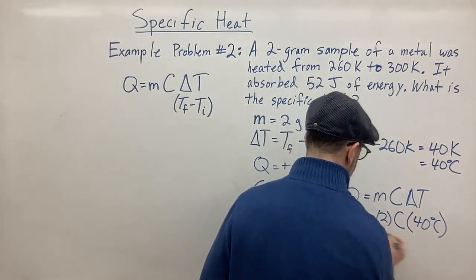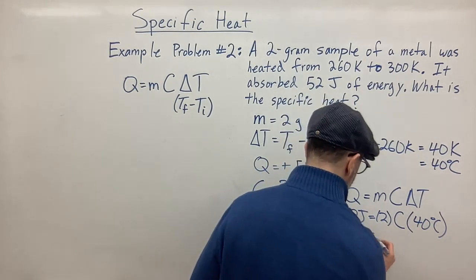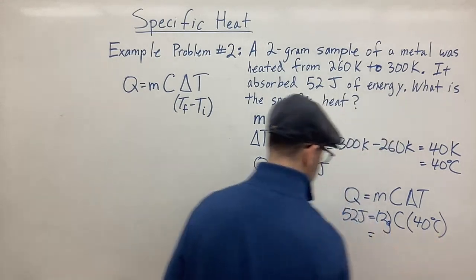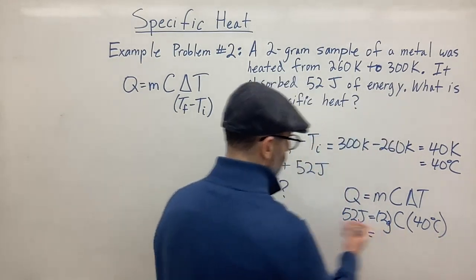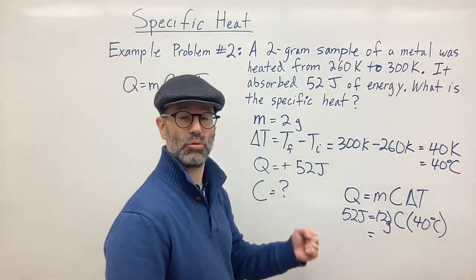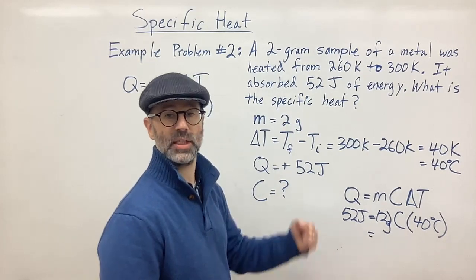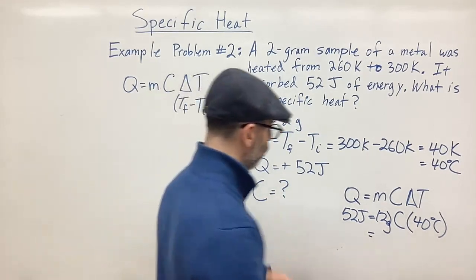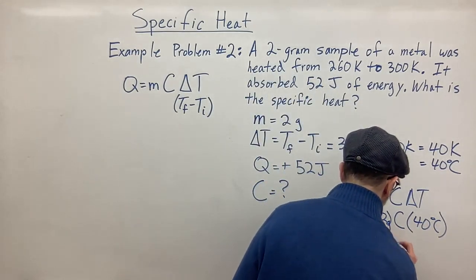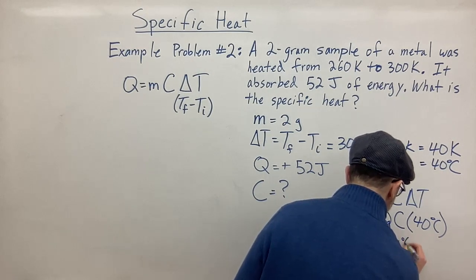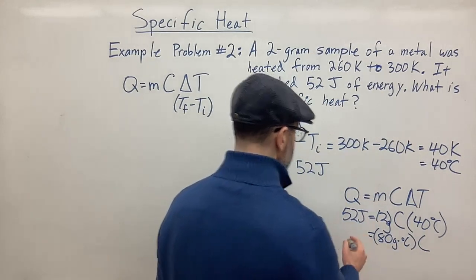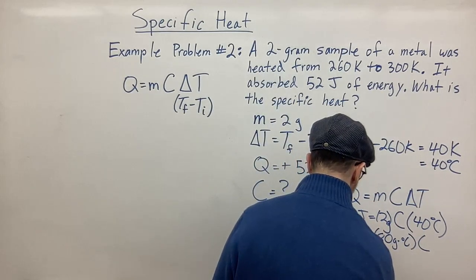We can multiply these together. Oh, I forgot we should have our units in here. So this is grams, this is degrees Celsius, this is joules. And remember, when we solve this, specific heat should have the units of joules over grams degrees Celsius. So when we multiply this together, we get 80 gram degrees Celsius multiplied by the specific heat, and that's going to be equal to 52 joules.